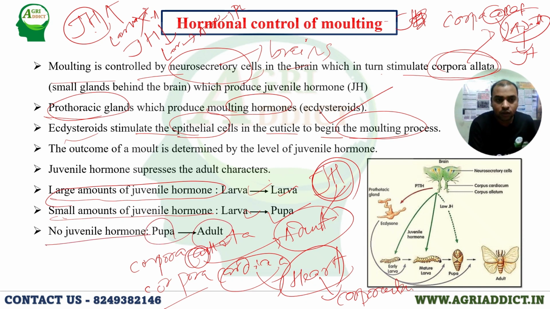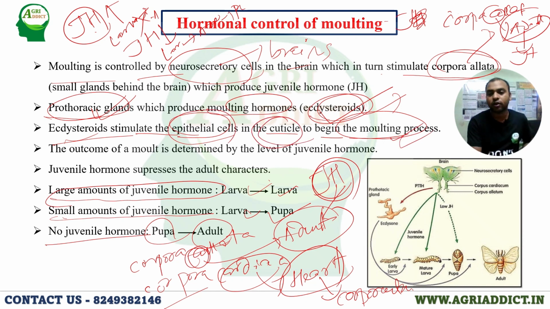And another thing is the prothoracic gland. It will secrete the molting hormone that is called ecdysteroids. These ecdysteroids drive the process of molting. They stimulate the epithelial cells in the cuticle to begin the molting process. Okay. So for hormonal control, remember three things: corpora allata, corpora cardiaca, and prothoracic gland. Corpora allata means adult, that is juvenile hormone. When the juvenile hormone is more, the larva will remain larva only. When it is less, the larva will go to pupa. But when there is no juvenile hormone, then the pupa will go to adult.